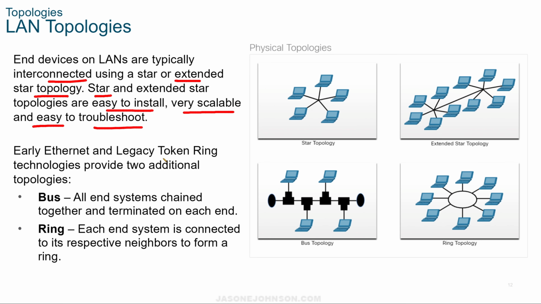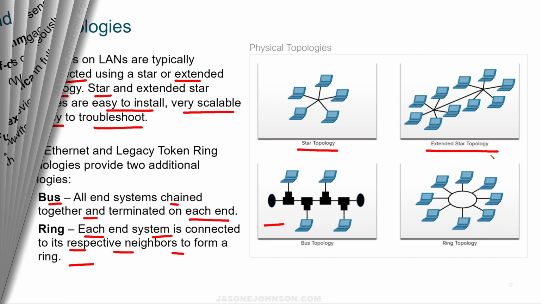Early Ethernet and legacy token ring technologies provide two additional topologies. Bus, where all end systems are chained together and terminated on one end, and ring, where each end system is connected to its respective neighbors to form a ring. You're not going to see bus topology very often, but there are some networks that are still out there that way. You're most likely going to see star topology or extended star topology.